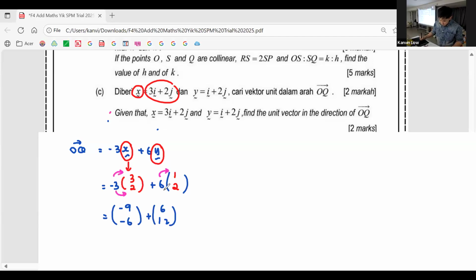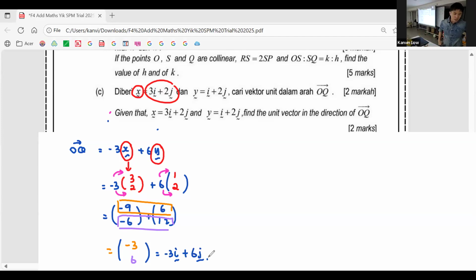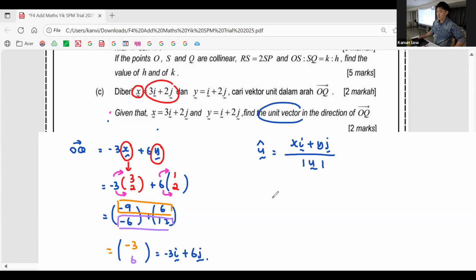Then you add them together. So -9 plus 6, you get -3. Then -6 plus 12, you get 6. Please convert back to i and j if the question gives the form in i and j. So this is equal to -3i plus 6j. Is that the answer? Definitely not. I want the unit vector. What's the formula for the unit vector? Unit vector is equal to xi plus yj over the magnitude of the vector.